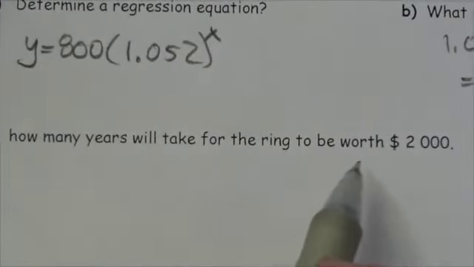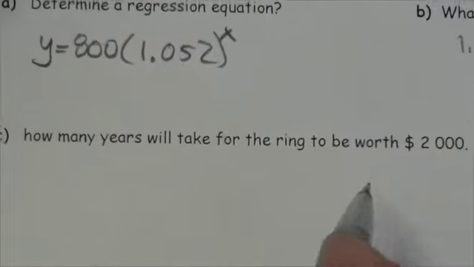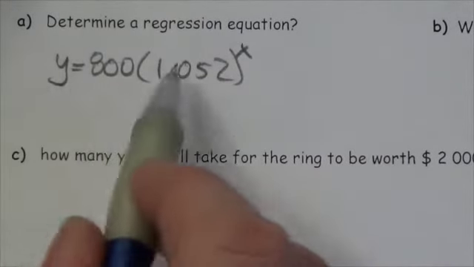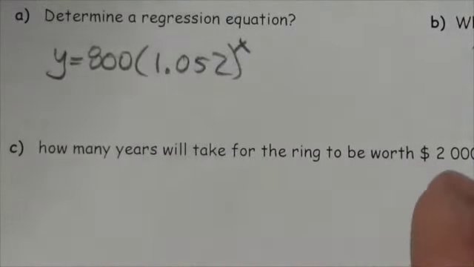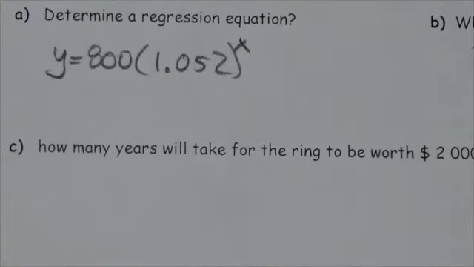Now, here's the more interesting question. How many years will it take for the ring to be worth 2,000? So I want the y-coordinate here to be worth 2,000. So what I'm going to do is I'm going to graph this. Okay, here we go. Now the fun begins.